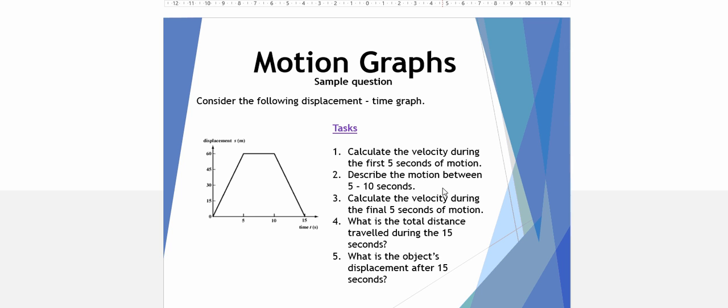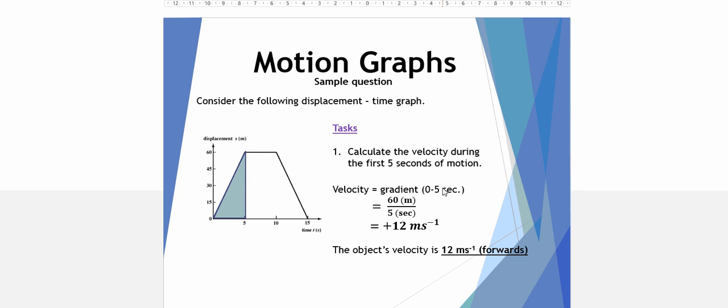So let's look at each one of these in turn. First of all, let's calculate the velocity during the first 5 seconds of motion. So I've highlighted here the first 5 seconds, and we recall from our previous discussions that from a displacement time graph, the velocity can be found by measuring the gradient, the rise over the run. So the rise in the first 5 seconds is from 0 to 60, it's 60 meters. And the run along the horizontal is from 0 to 5 seconds. So 60 divided by 5 gives me 12 meters per second. So we can state the object's velocity is 12 meters per second, and because it's positive, we'll call it in a forwards direction.